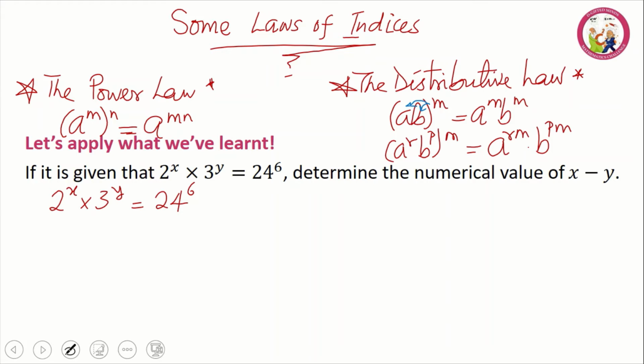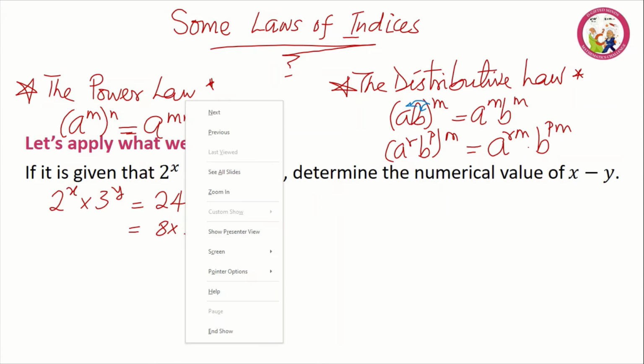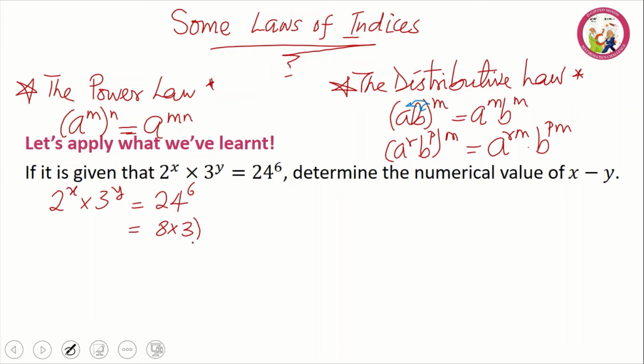What I intend to do is to simplify the term at the right hand side of the equation, that is 24. I want to express 24 as a product of 2 and 3, and to do that we know that 8 times 3 is equal to 24. So I'm going to write 24 as 8 times 3 because 24 is raised to the power of 6. It means this product will also be raised to the power of 6. That will be the first step.